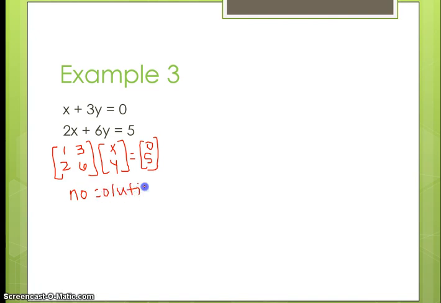And just so you can see what that looks like, if you were going to solve this typical way, maybe I put them into y equals form so that I can graph them.